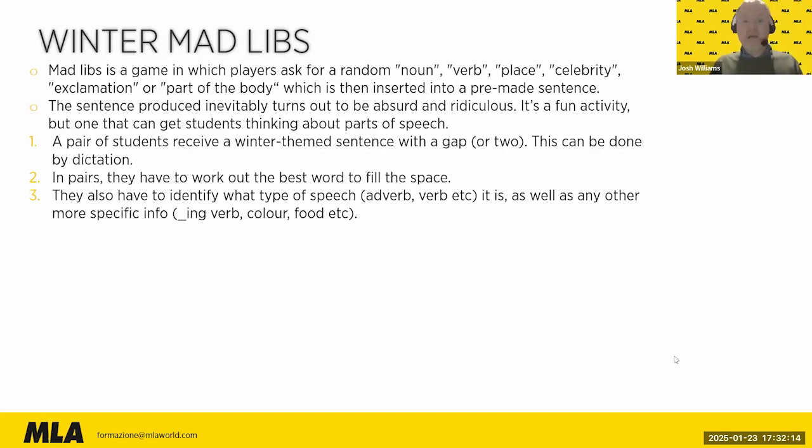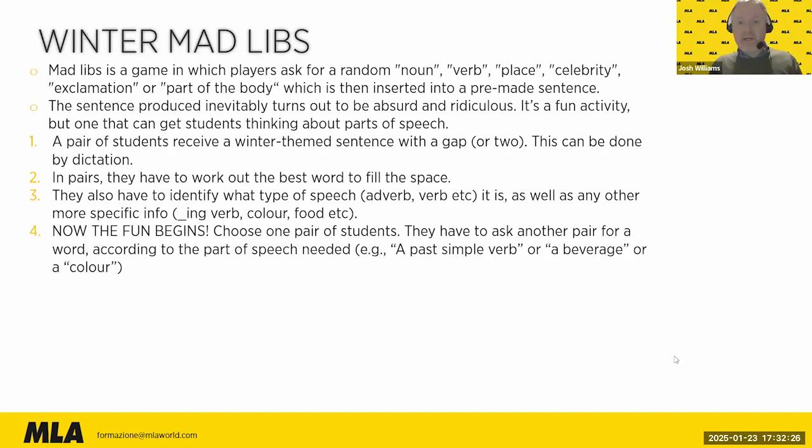Is it a color? Is it a food? So it can be an adjective, but also a color. It could be a noun, also a food. Now the fun begins. Choose one pair of students. They have to ask another pair for a word according to the part of speech. So again, they don't read out the sentence at this stage. They just say a past simple verb or a beverage or a color.